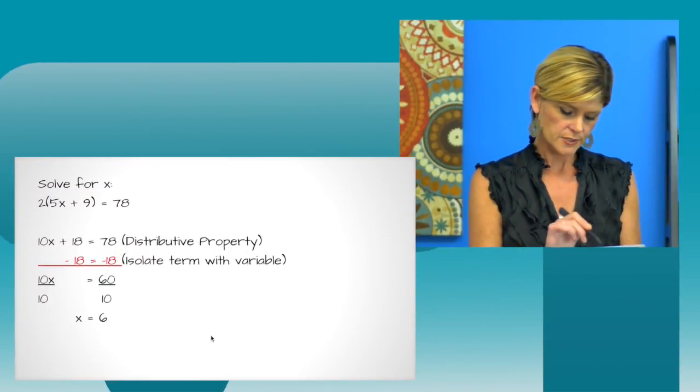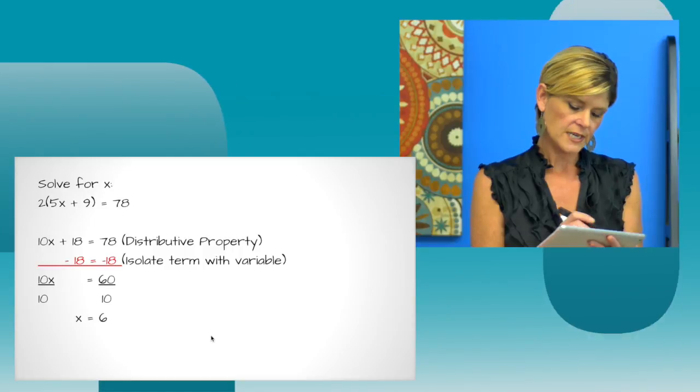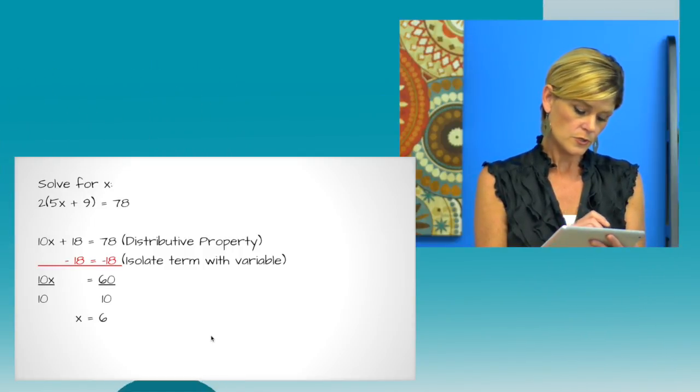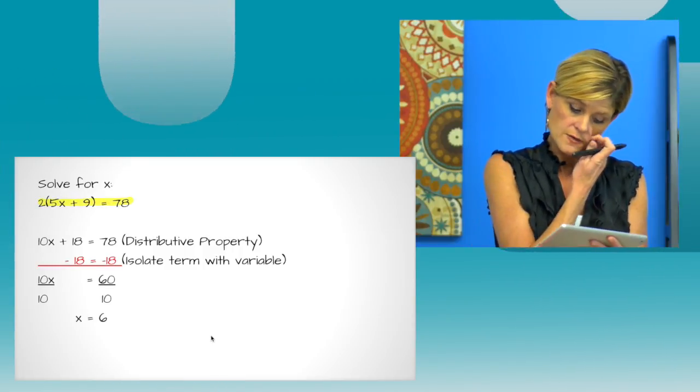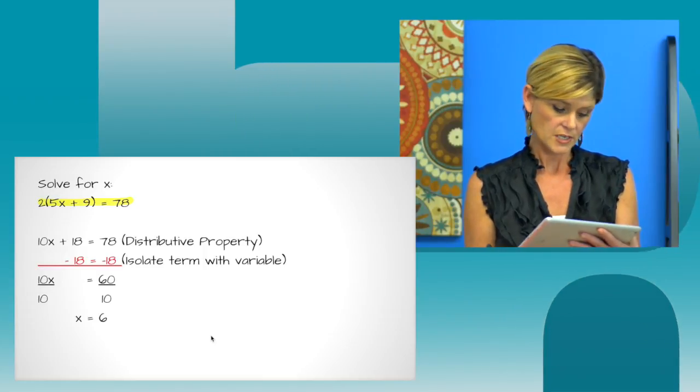Okay, so I think that when we're talking about the distributive property, the easiest way to do it is just jump right in and start doing a problem. So let's go ahead and do that. Our question asks us to solve for x. 2 times 5x plus 9 equals 78.